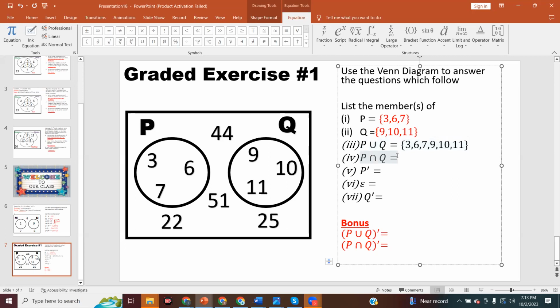And then this one, P intersect Q. What is that? That is the empty set, also called the null set. So it's going to be empty.